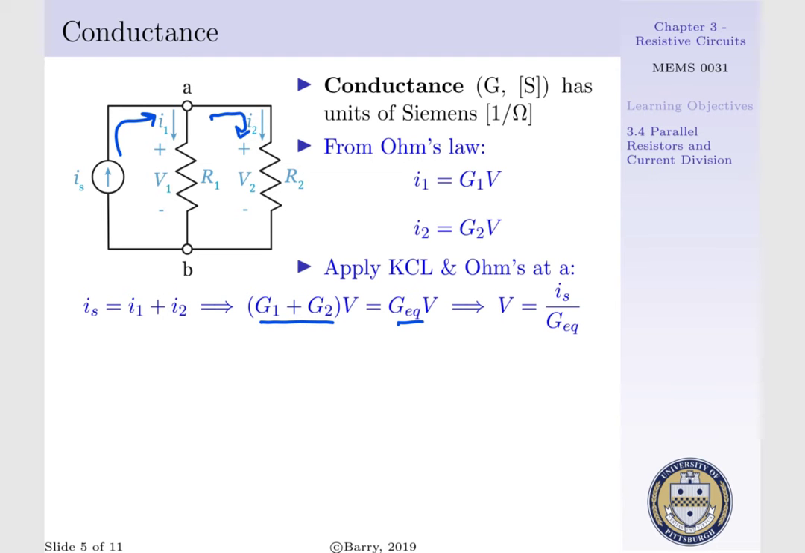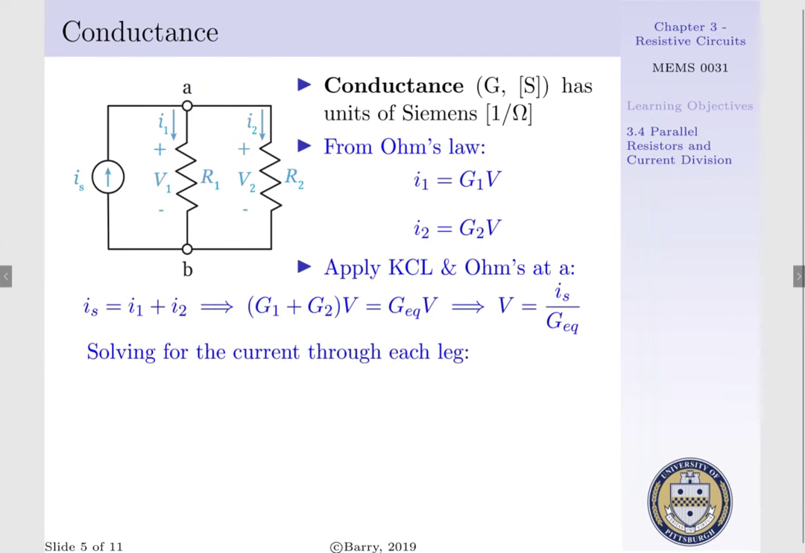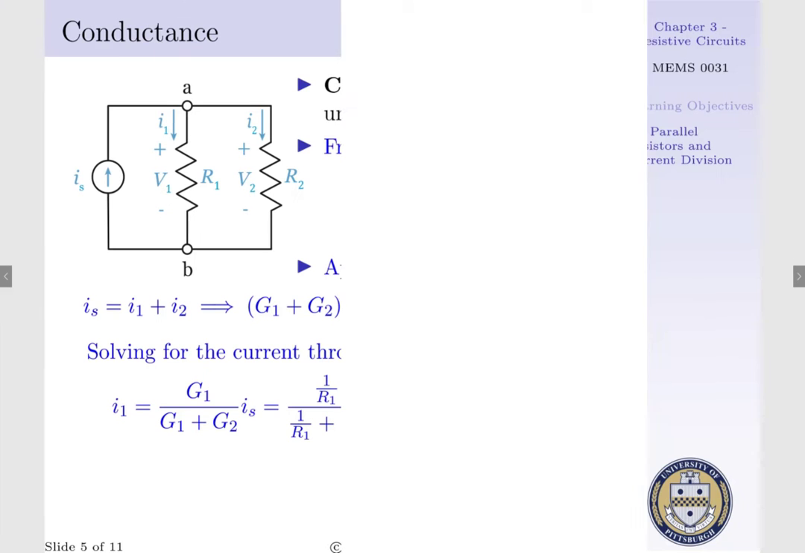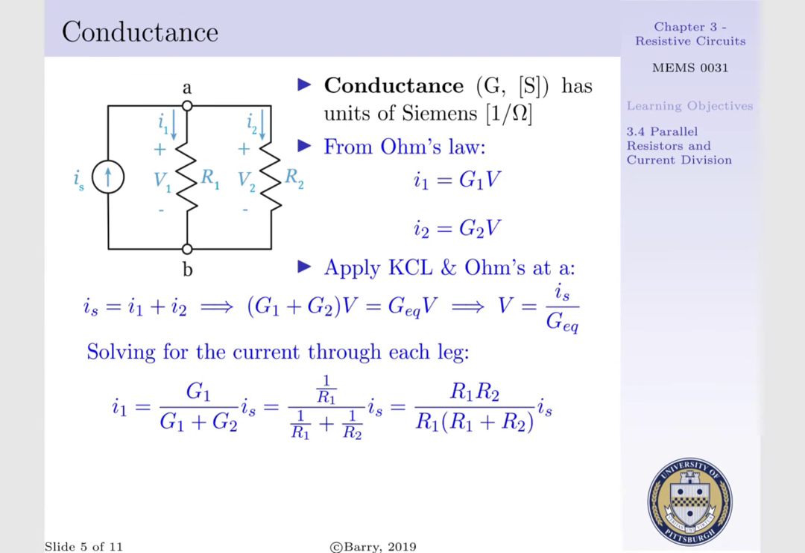If we solve for the voltage potential across our resistors, we can say our voltage potential V is equal to our source current per our equivalent conductance. Now, if we want to determine I1 and I2, i.e. solving for the current through each leg of our system, we can do such by applying Ohm's law. That is, our current I1 would be equal to our conductance, G1, times our voltage, where our voltage was equal to our source current per our equivalent conductance. That is, I1 would be equal to the quantity, G1 per G1 plus G2 times our source current.